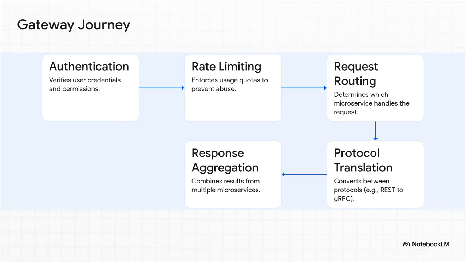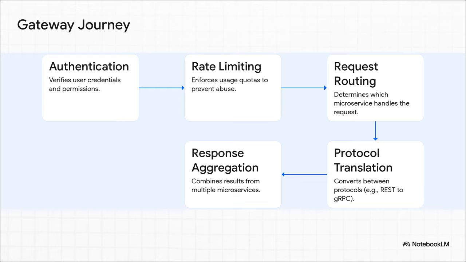Then, step 2, rate limiting. Okay, you're allowed in, but you've already made 100 requests this minute, so you need to slow down. Once it passes those checks, step 3, routing. The gateway looks at the URL and knows, this is for the user profile, so I'll send it to the user service.